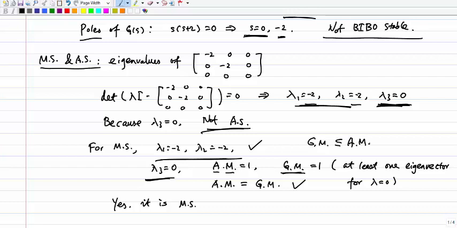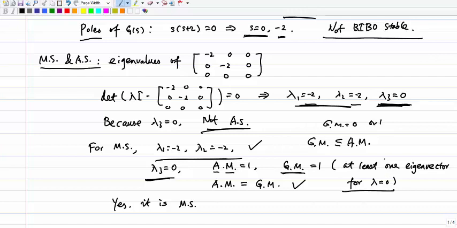So you can have either geometric multiplicity equal to 0 or 1. That's the only case. You cannot have 2 or 3. So I just need to check if it's 1. If it's 1, we're good. If it's 0, it's not good. Because for the 0 eigenvalue, I must have at least one non-zero eigenvector.